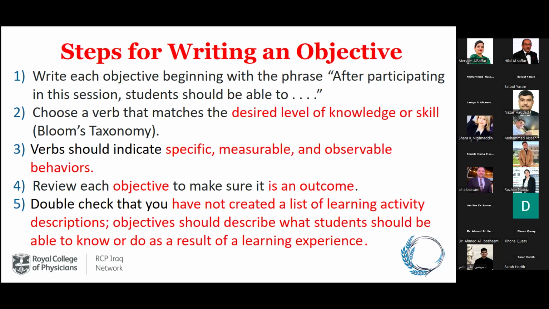Then you have to review your objective to make sure that it indicates an outcome, and double check that you have not created a list of learning activities. This is very important. An objective is not listing your learning activities, like I will do this, I will do this. No, it is not a description of the learning activity. Objectives should describe what students should be able to know or do as a result of this experience. So we see that all the concentration is on the knowing or doing of the students, not on the materials themselves.